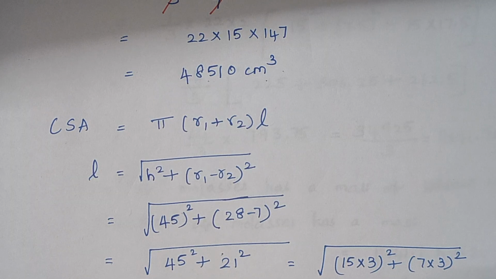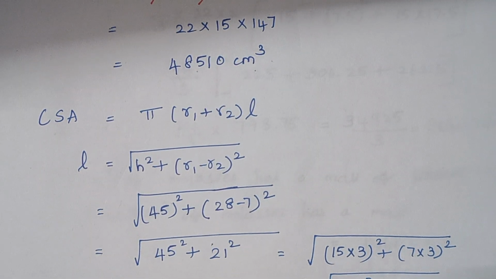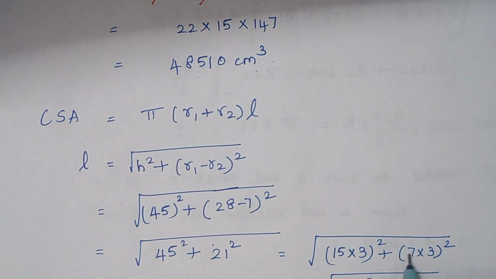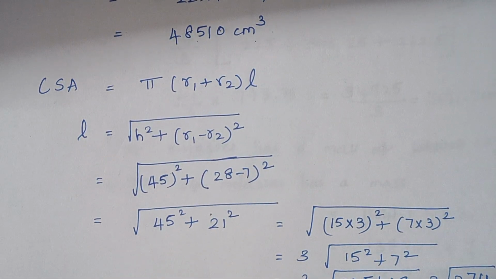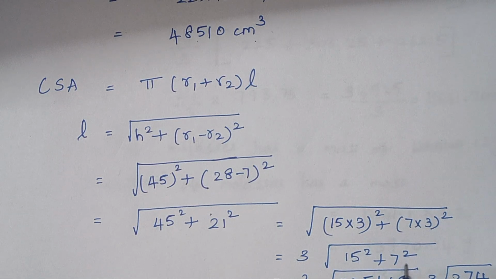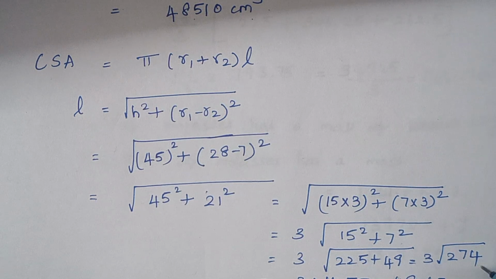To simplify the procedure of taking the square root, 45 can be written as 15 into 3, and 21 can be written as 7 into 3. So here I have 3 square as common. When you take 3 square out of the square root, it becomes 3. So 3 into the square root of 15 square plus 7 square, which is 274.